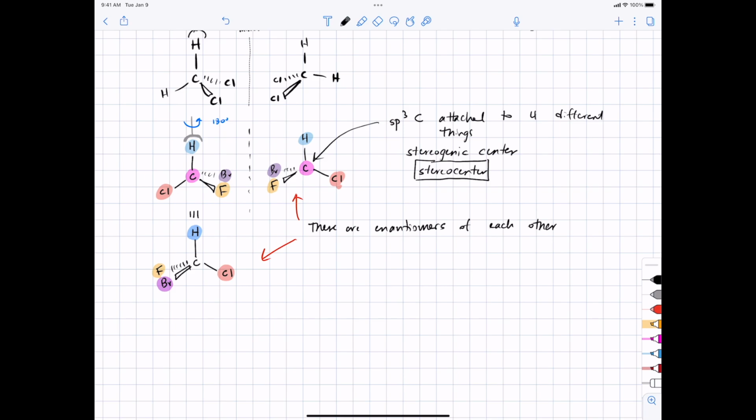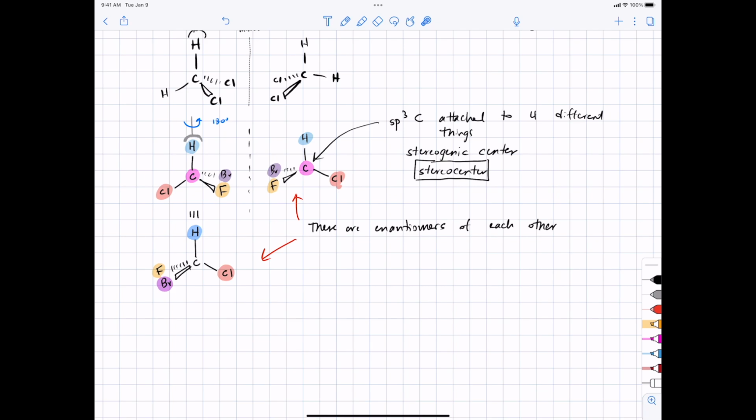Now, we're going to need a way of talking about which enantiomer is which, right? Because these molecules would have the same name in terms of the connectivity.